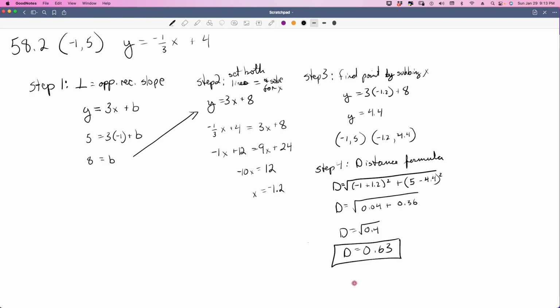All right. Okay, so that's all we have for 58A. So do a couple of those practice problems, and then we'll get into 58B, which is talking about narrow and wide parabolas.